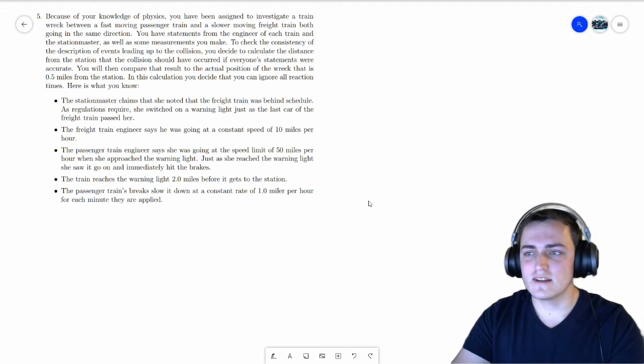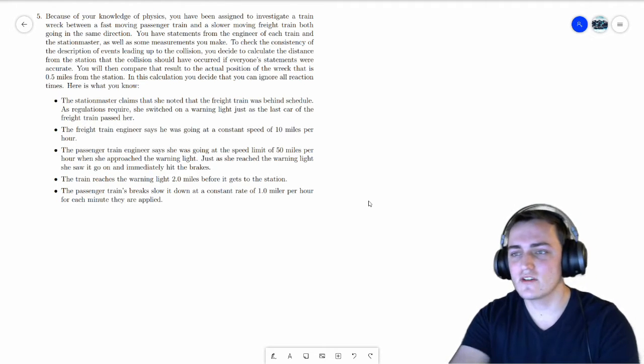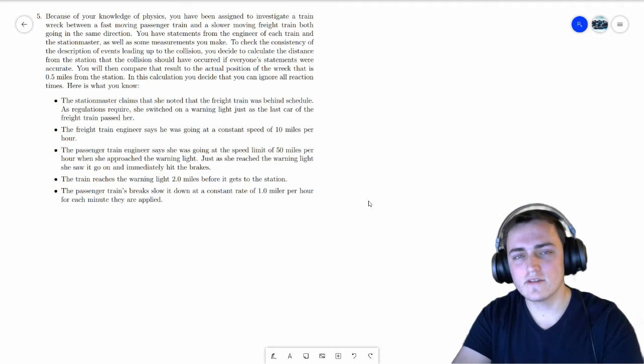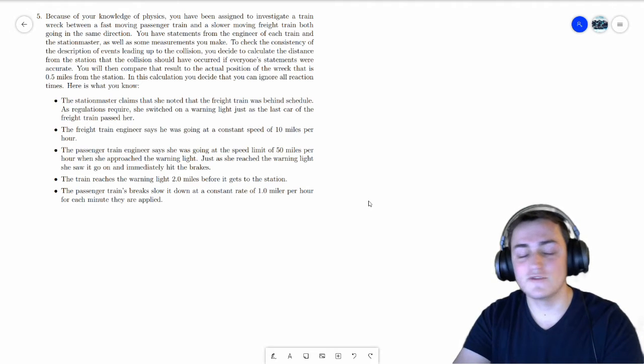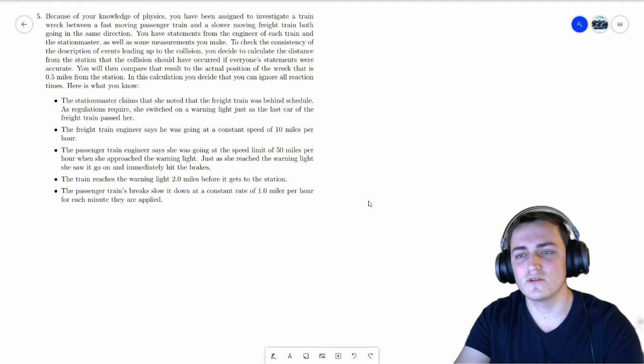And so you decide to calculate the distance from the station the collision should have occurred if everyone's statements were accurate. You're verifying that what everyone said was true. And if it wasn't, now you're going to get a different distance than 0.5 miles. So if you don't get 0.5, somebody lied. You don't know who, but you know someone did. And so that's what this problem is asking. That's just the application, is to double check that the physics line up with the story.